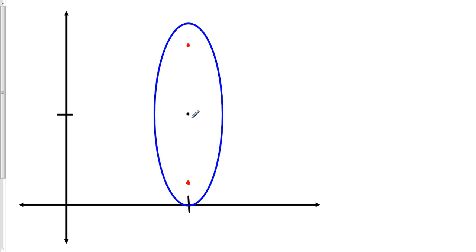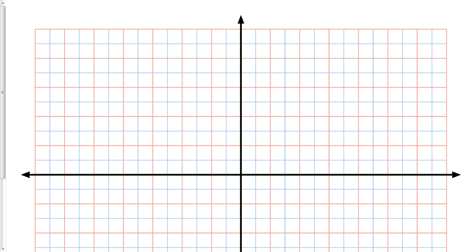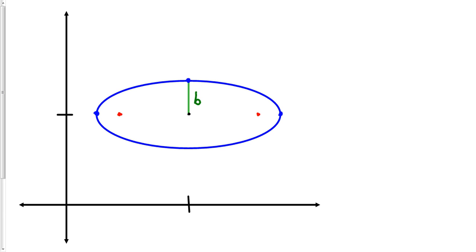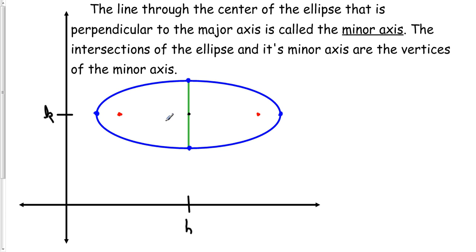Vertical major axis, because the major axis has to go through both the center and both of the foci of the ellipse. So the major axis here would be vertical. The points up here would be above and below the center, and the minor axis would be horizontal. So right now, in this video, we're only looking at the ones that have a horizontal major axis, which makes the minor axis vertical.